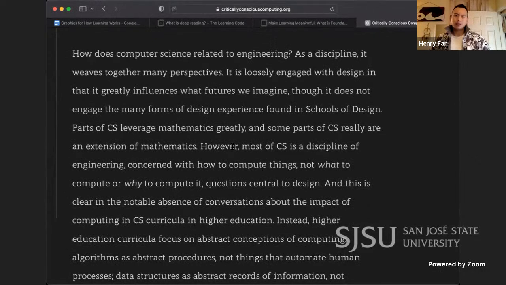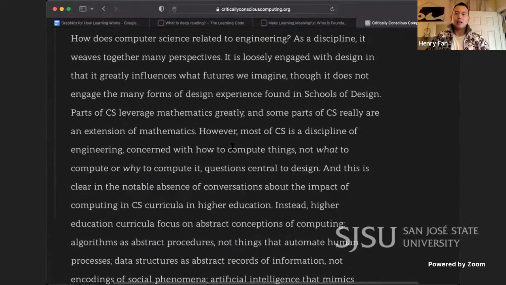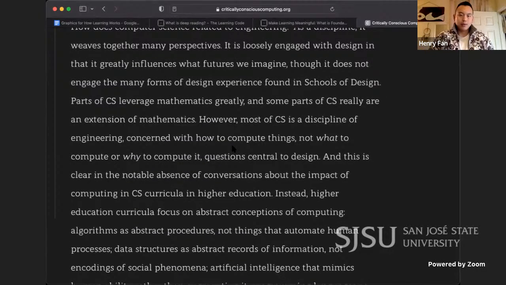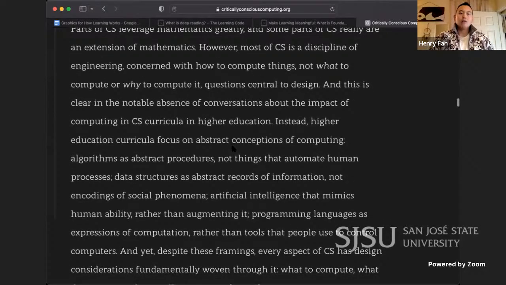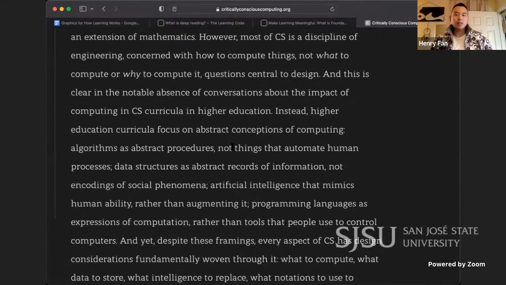How does computer science relate to engineering? As a discipline, it weaves together many perspectives. It is loosely engaged with design in that it greatly influences what futures we imagine, though it does not engage the many forms of design experience found in schools of design. Parts of CS leverage mathematics greatly, and parts of CS really are an extension of mathematics. However, most of CS is a discipline of engineering, concerned with how to compute things, not what to compute or why to compute it.